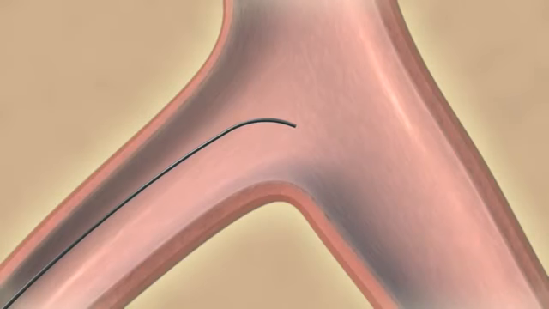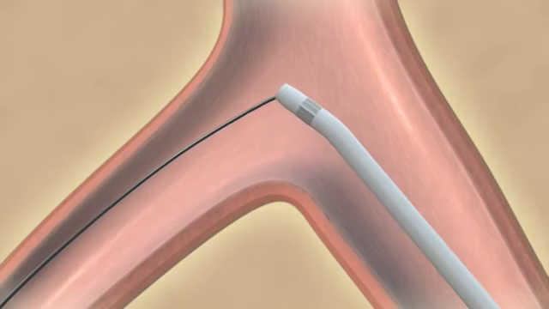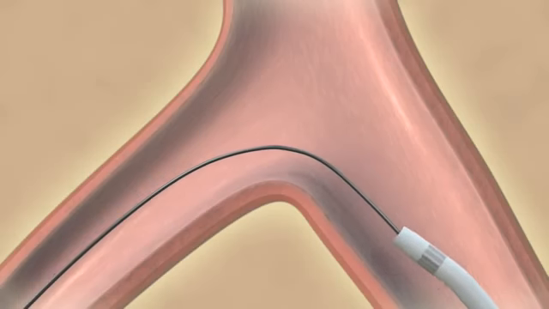The Snare system is then advanced through the sheath and into the contralateral femoral artery to the aortic bifurcation. The Snare is deployed and the working wire is advanced and captured in the loops of the Snare device. The Snare catheter is then advanced to secure the tip of the guide wire in the loops of the Snare. The wire and Snare system can now cross over the aortic bifurcation.